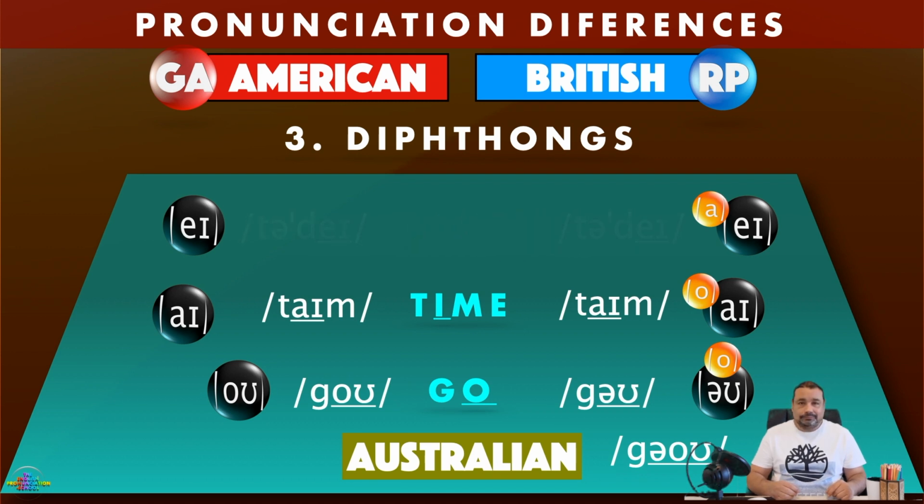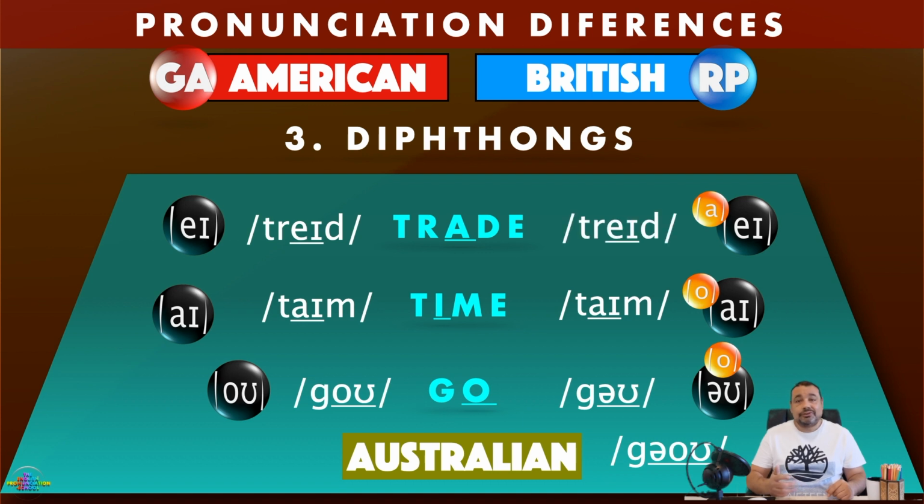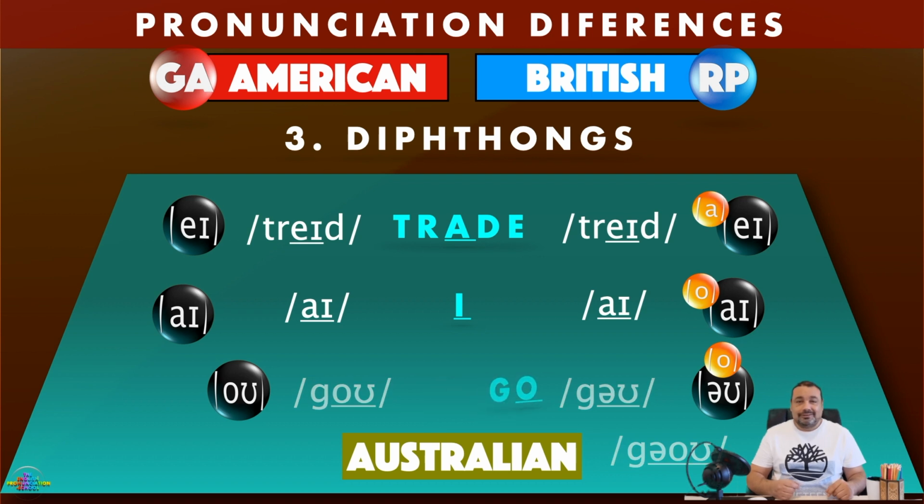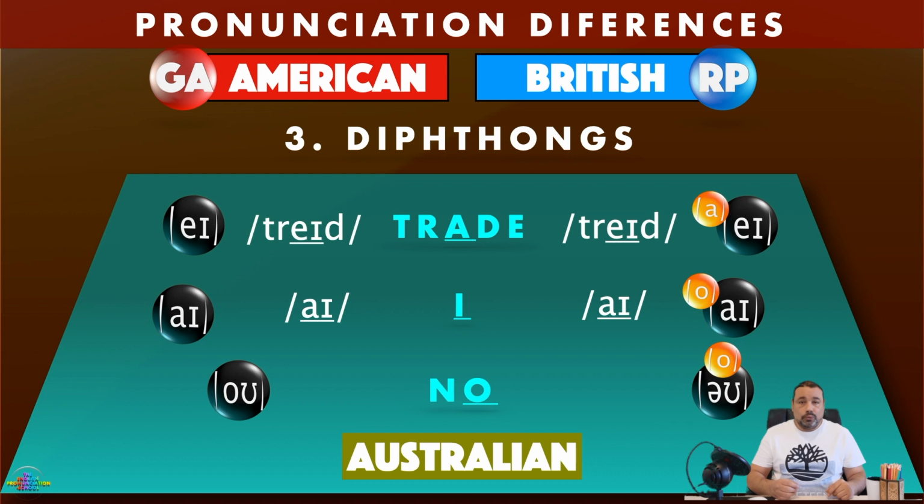Extra examples are: number 1, "trade" in America, "trade" in British, and "trade" in Australian. Number 2, "I" American, "I" British, "I" Australian. And the last one, "no" American, "no" British, but "no" Australian.